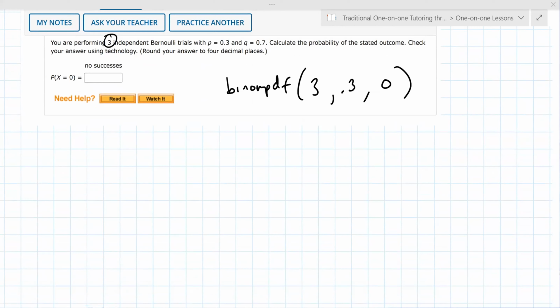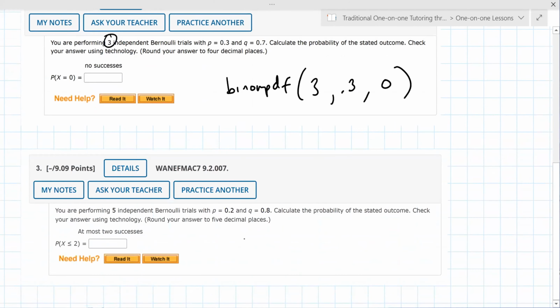Okay. Let me keep snipping these in. I can help with this. So this is binomial CDF 5, 0.2, 2. For number 3, it was wrong, so I don't know. I put 5.2 and 2. That's good. And make sure you use CDF. That's what I used.